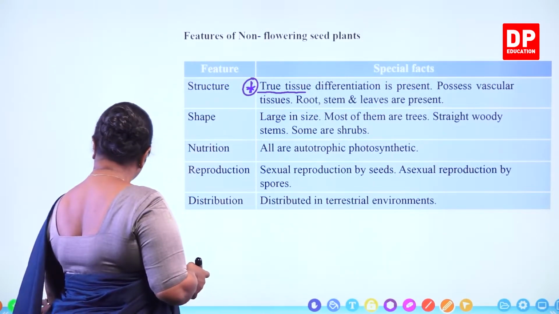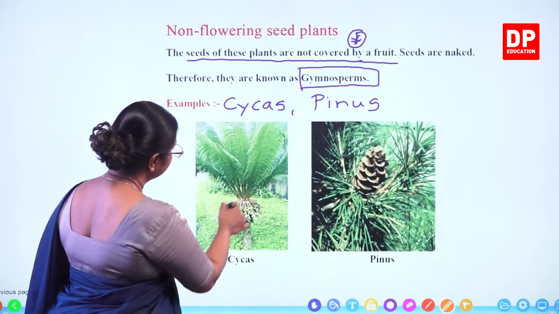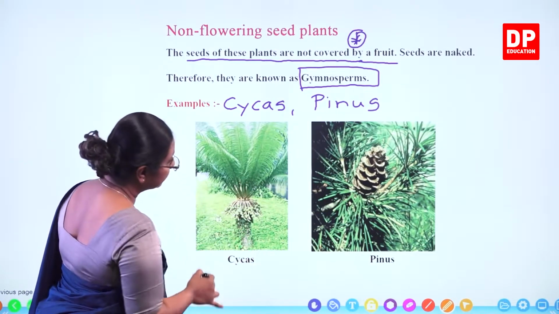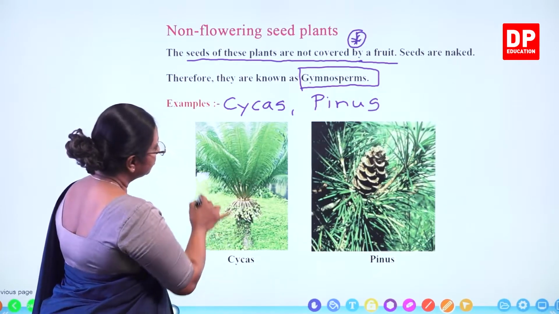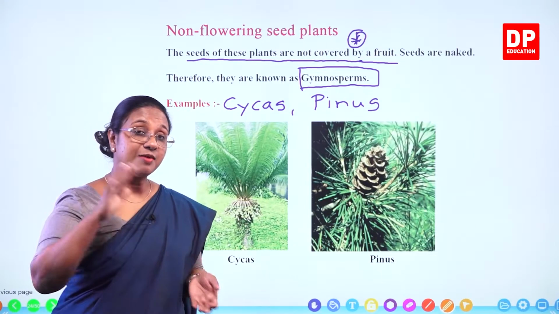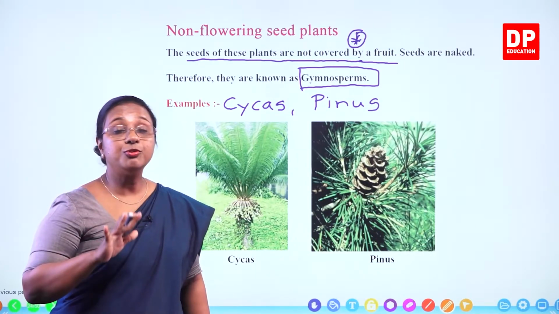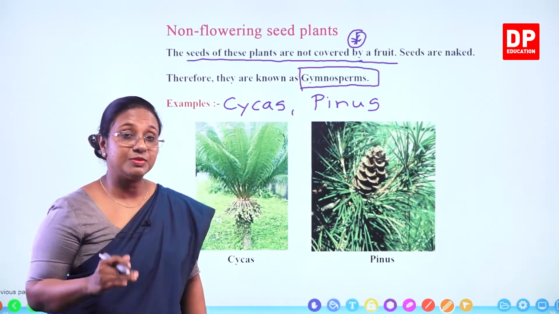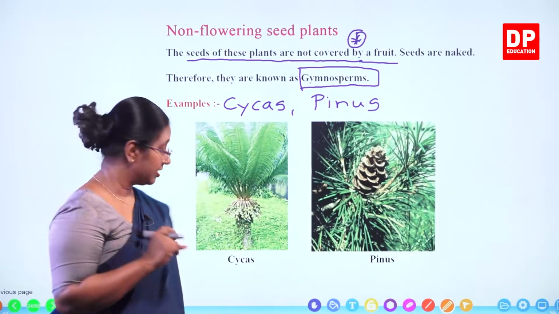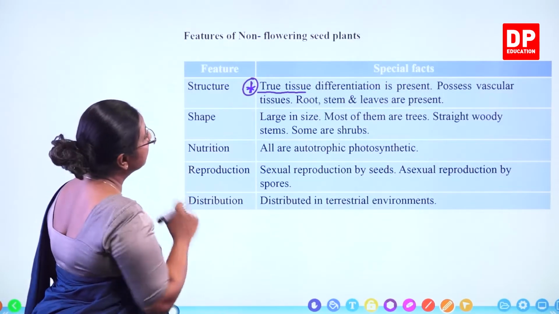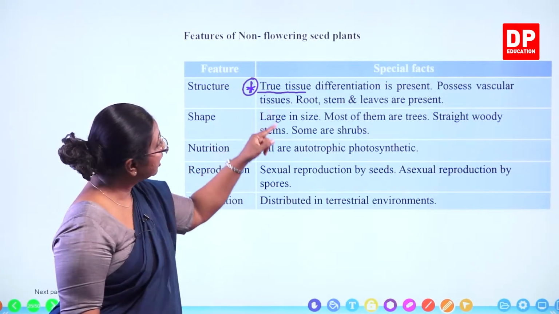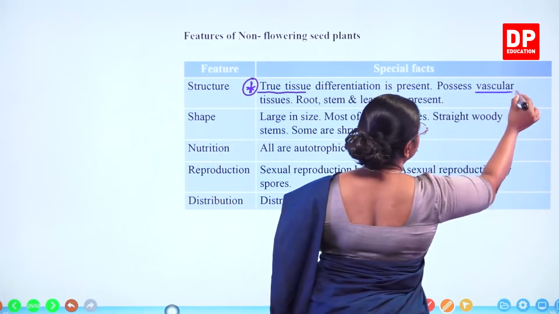Now, if I go back to the previous slide, here you can see, students, these are the leaves, well-developed leaves, and here you can see the stem of the plant. So there you can see the tissue differentiation. And these plants are somewhat woody plants, so they have to be rooted strongly. The root system is below the soil. So they do have the true tissue differentiation. That is the presence of root, stem and leaves. And also they do have the vascular tissues.